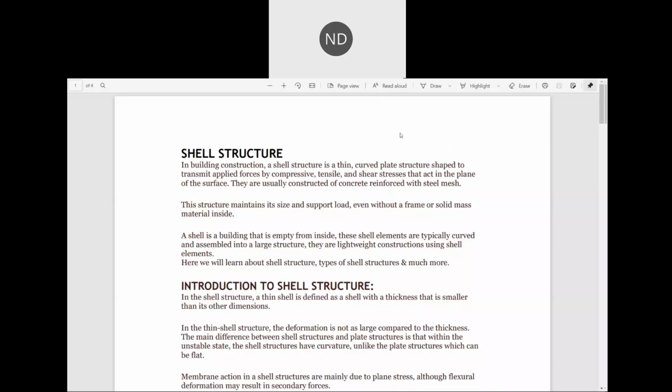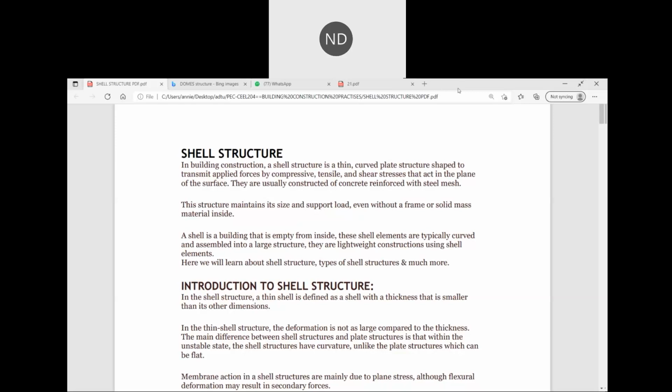Shared and stop. Okay. So today we are going to talk about the shell structure. So what is a shell structure? In building construction, a shell structure is a thin curved plate structure shaped to transmit applied forces by compressive, tensile, and shear stresses that act in the plane of the surface. They are usually constructed of concrete reinforced with steel mesh.